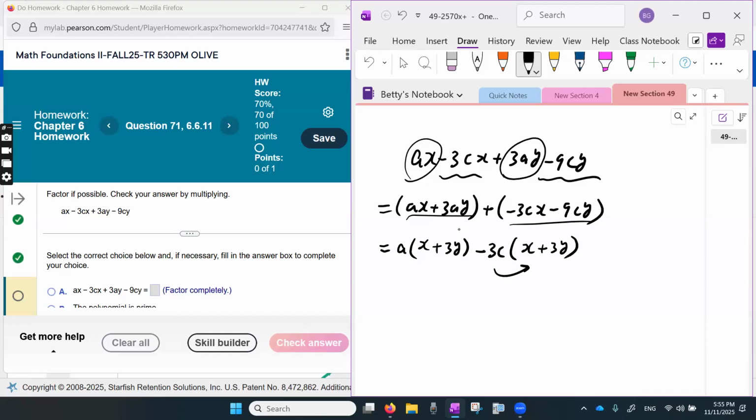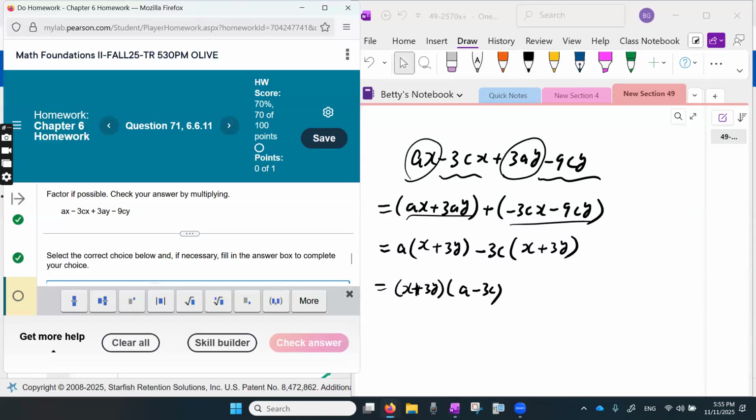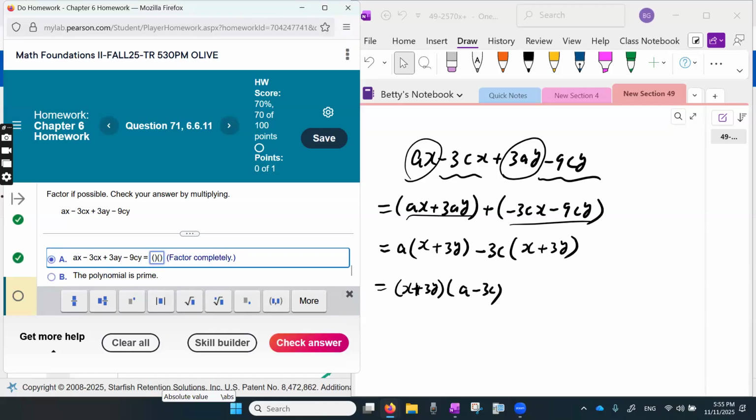If you are not sure, double check. Negative 3cx, negative 9cy, right? And the two groups have the common binomial factor, x plus 3y. Factor it out, and we have a minus 3c. And let's put it here. Yeah, those are just extra mixed up problems. Use different methods. x plus 3y, and right here we have a minus 3c. Okay.